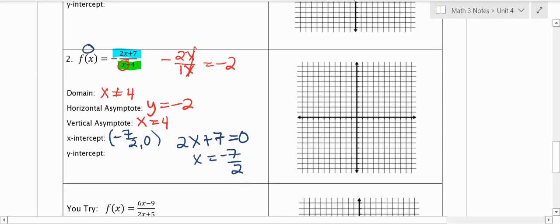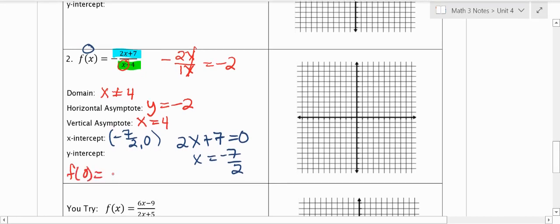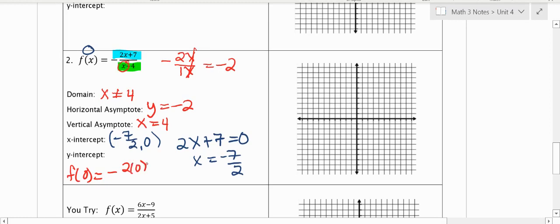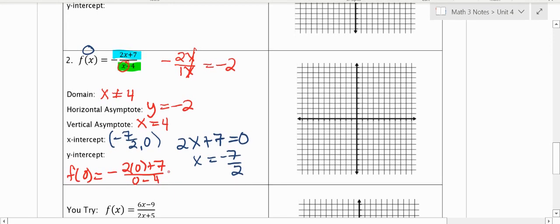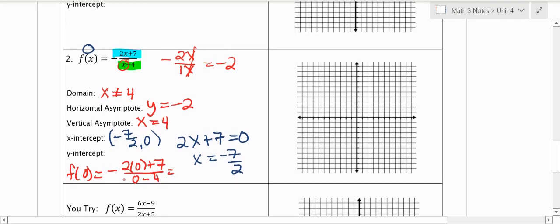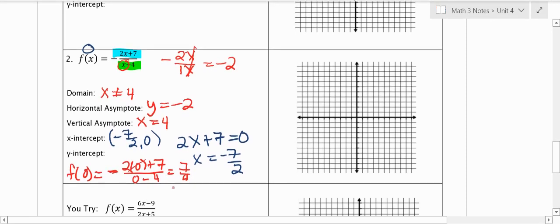And then the y-intercept, I'm going to evaluate what f of 0 is. So if I go ahead and put a 0 in, we actually will get this to be here. This would be positive 7/4, right? Because this is a 0, and then we still have that negative out front. So 0, 7/4.